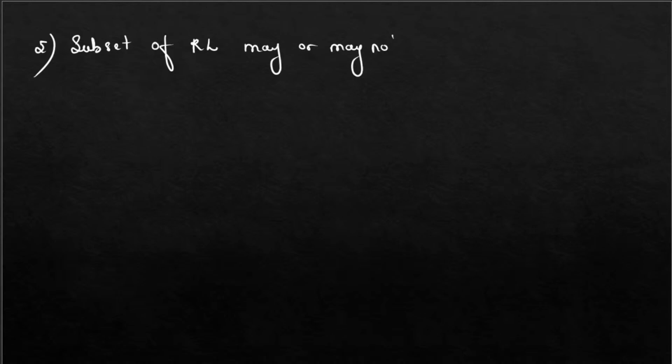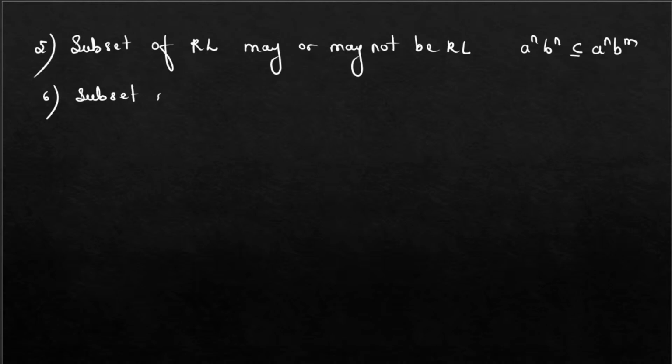Fifth point is subset of regular language may or may not be regular language. The very famous example for this is a to the power n, b to the power n is a subset of a*b*. Sixth is subset of non-regular language may be regular.